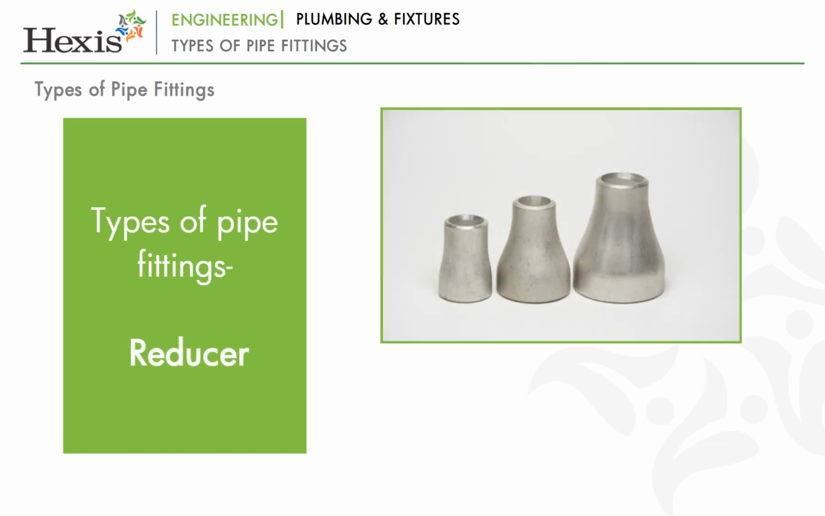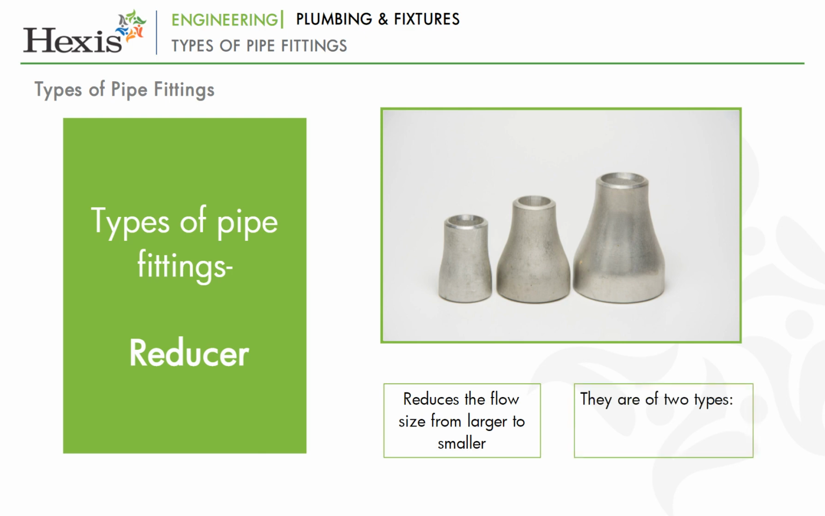Reducer. These are pipe fitting components which reduce the flow size from larger to smaller by reducing size of pipe. There are two types available. Concentric reducer, which is cone-shaped with gradual decreasing around the pipe but has the possibility of accumulation of air resulting in cavitation. Eccentric reducer, which has one edge parallel to the connecting pipe, due to which air accumulation is not possible.